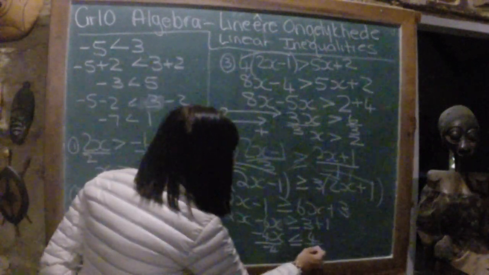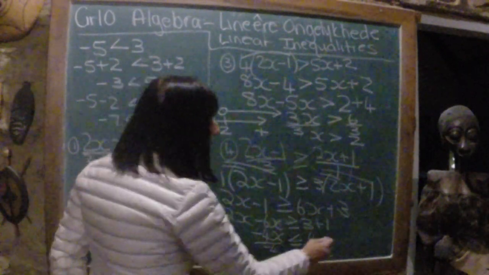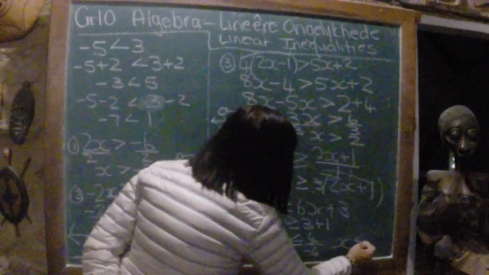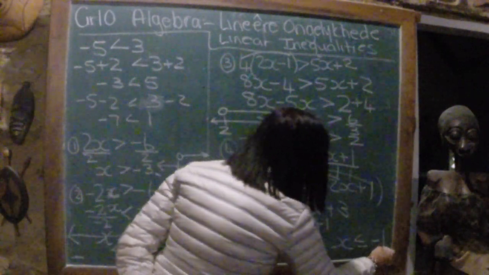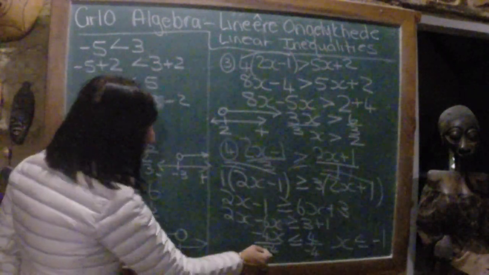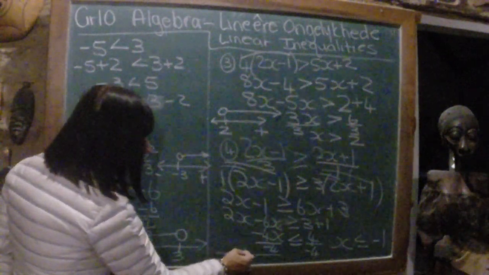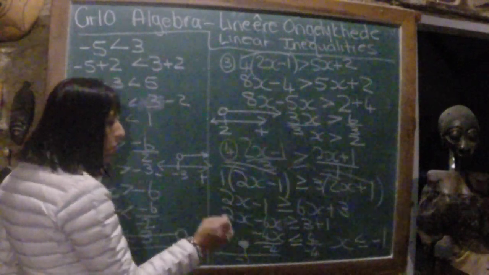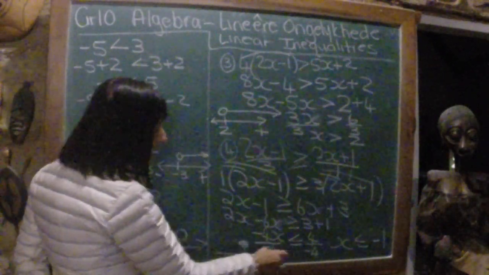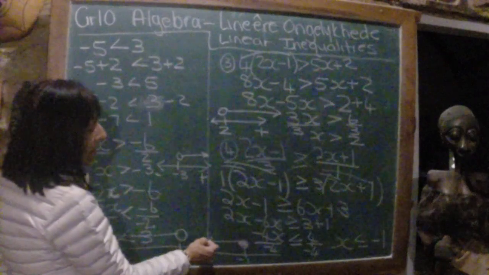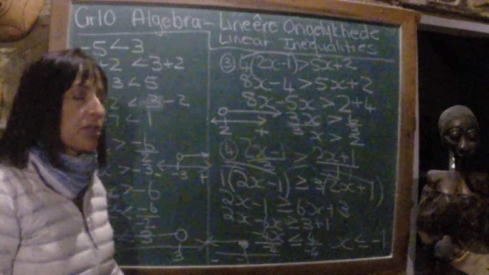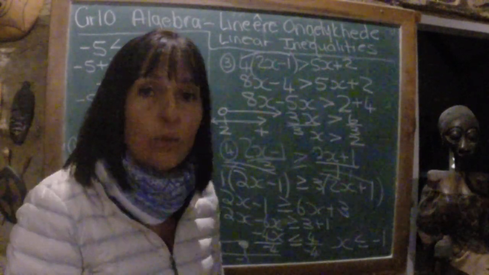So ek deel met minus 4 aan albei kante en daarom is x dan kleiner of gelyk aan minus 1. If I draw a picture of it, then I've got a minus 1. Now it's a colored dot. Hoekom? Want daar is gelyk aan by na die kleiner kantjie toe, die negatiewe kant toe. And that's my picture solution of this inequality.